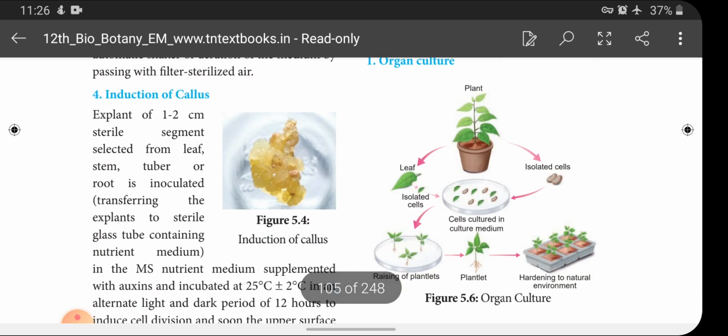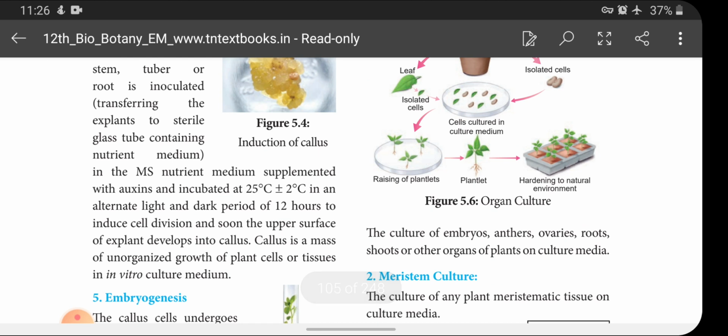Let's see about organ culture. The culture of embryos, anthers, ovaries, roots, shoots or other organs of plants on culture media is called what? Organ culture. So the culture of embryos, anthers, ovaries, roots, shoots or other parts of the plant on a culture medium is called organ culture.